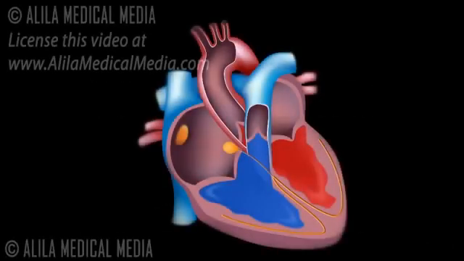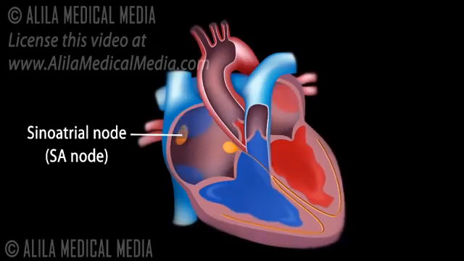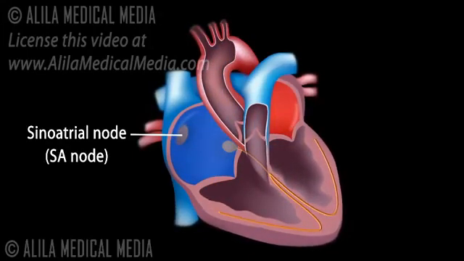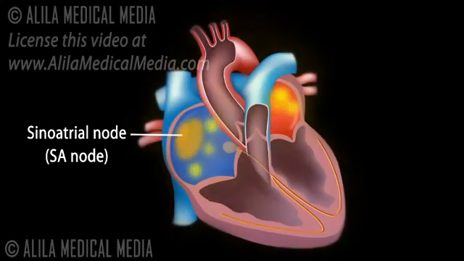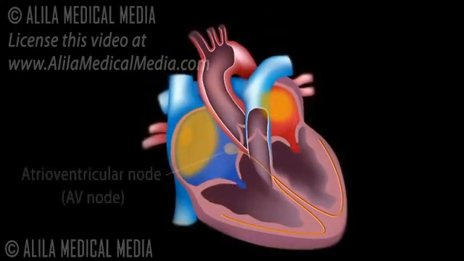The cardiac conduction system consists of the following components: the sinoatrial node, or SA node, located in the right atrium near the entrance of the superior vena cava. This is the natural pacemaker of the heart. It initiates all heartbeats and determines heart rate. Electrical impulses from the SA node spread throughout both atria and stimulate them to contract.